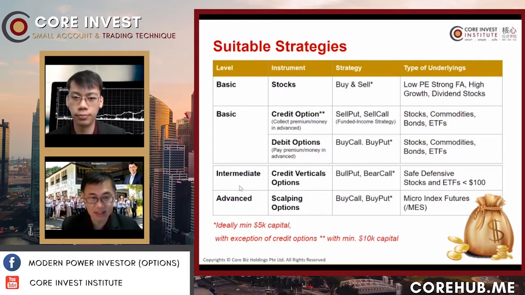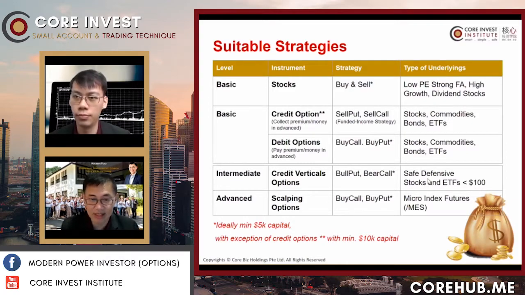So for intermediate, we recommend credit vertical options, which are basically bull put for a bullish market, as the name implies. For a bearish market, you do a bear call strategy. Of course, you can Google what bull put and bear call mean. We also teach them, by the way.